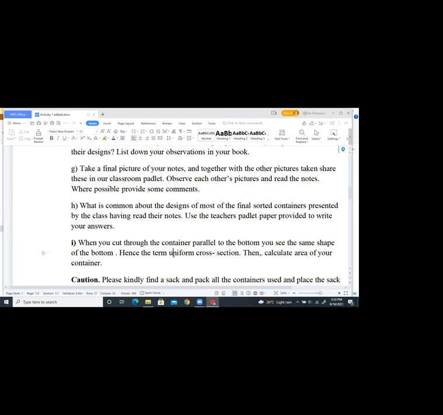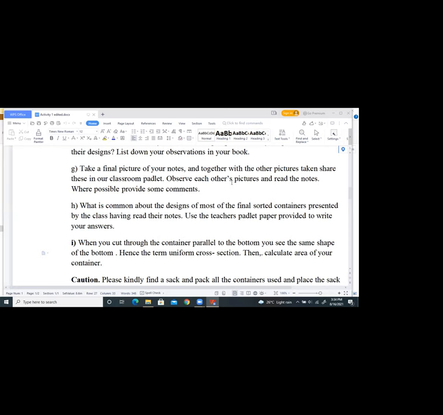So Jovia is having a hard time. I don't know whether she's the one who's having. Jovia, you have a question? Yes, teacher. Okay, ask me. So how do you find that area after cutting parallel your container? Even if you cut through, you can just measure the sides, and then you'll be able to come out with the area.